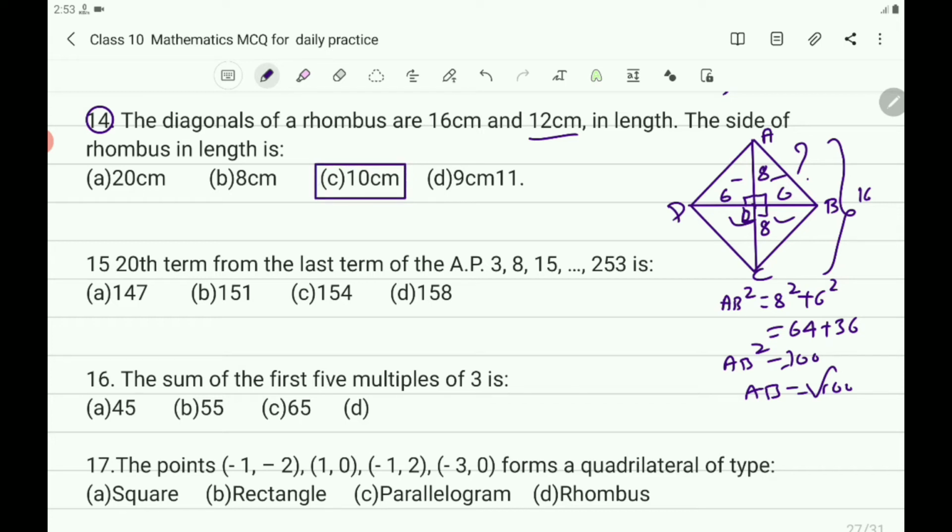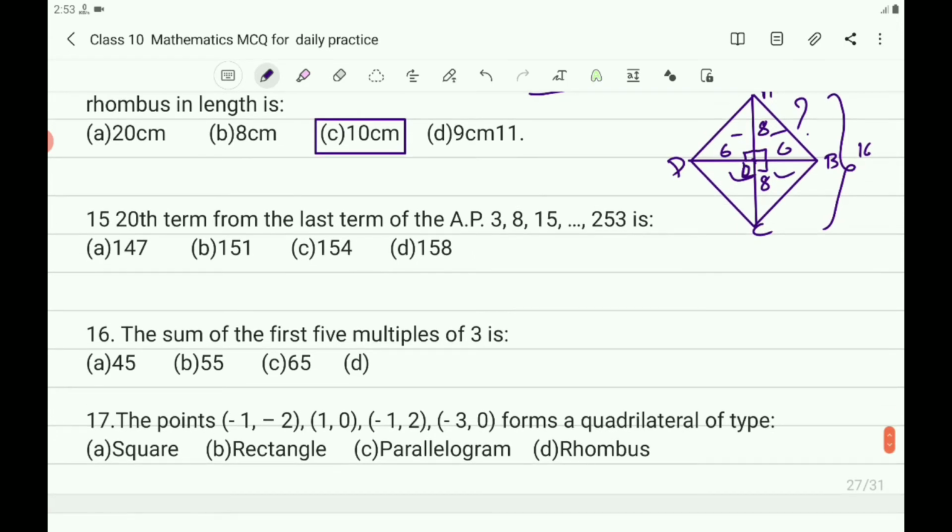By using the Pythagoras theorem, you will get the length of the side of the rhombus. That is how much you got? That is 10 centimeter. That is the method of finding the length of the side of the rhombus if diagonals are given. We must follow these types of steps.